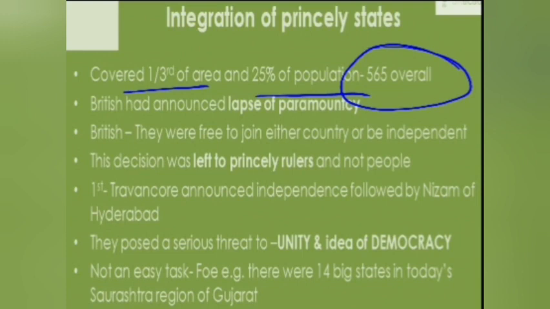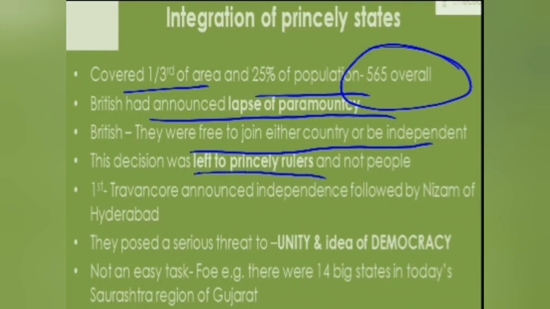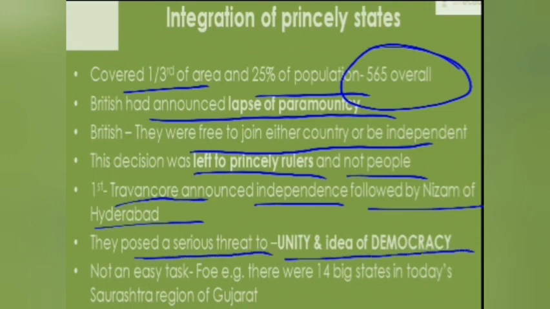Okay. So the British had announced the lapse of paramountcy. The states were free to join either country or be independent. So this decision was left to the princely rulers and not the people. So the king can take the decision. It was not in the hands of the people. So first, Travancore announced independence, followed by the Nizam of Hyderabad. Okay. So they themselves announced that we are independent, because they were not thinking of being part of India. So they posed a serious threat to unity and the idea of democracy.